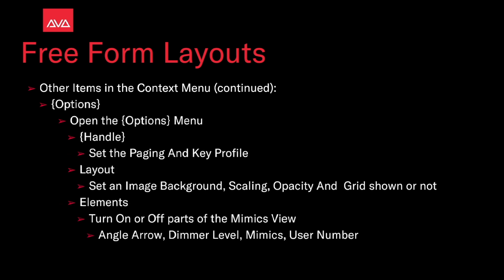Options, this opens the option menu, and then under the handle tab we can set the handle paging and key profile. Under the layout tab we can set an image background. You can set its scaling, its opacity, and its grid shown or not. Under the elements tab we can turn on or off parts of the mimic's view. We can set the angle arrow on or off, the dimmer level on or off, the mimics on and off, which would be your gobos and colors, and the user number on and off. So let's take a look at some of that.